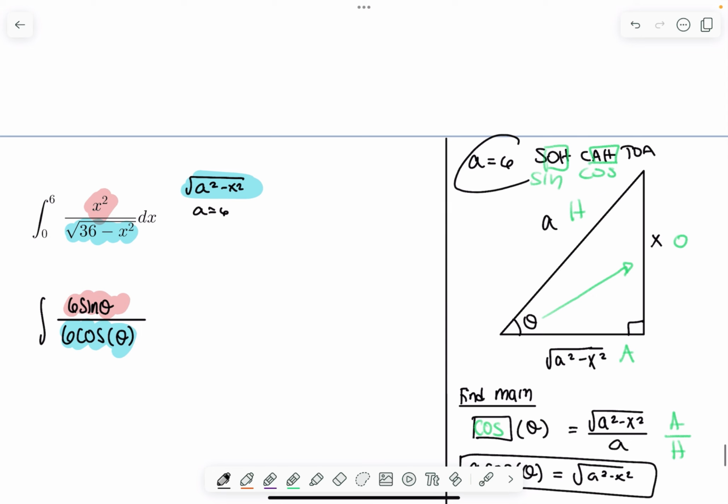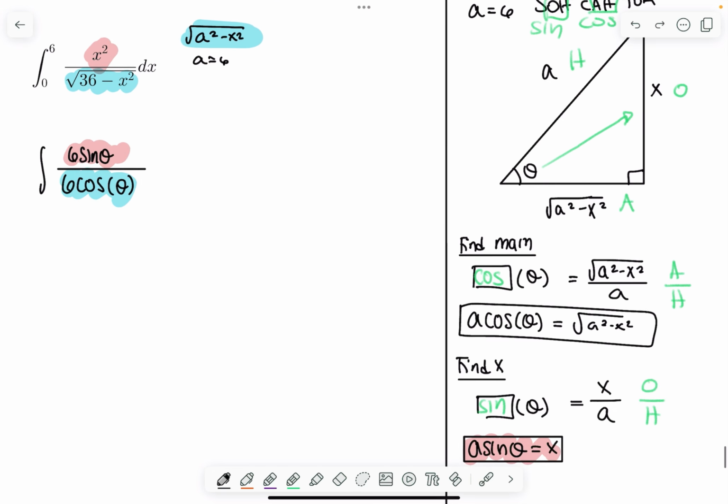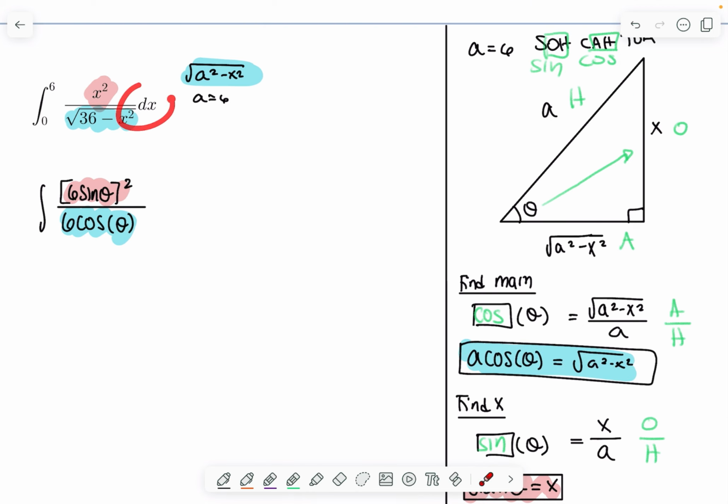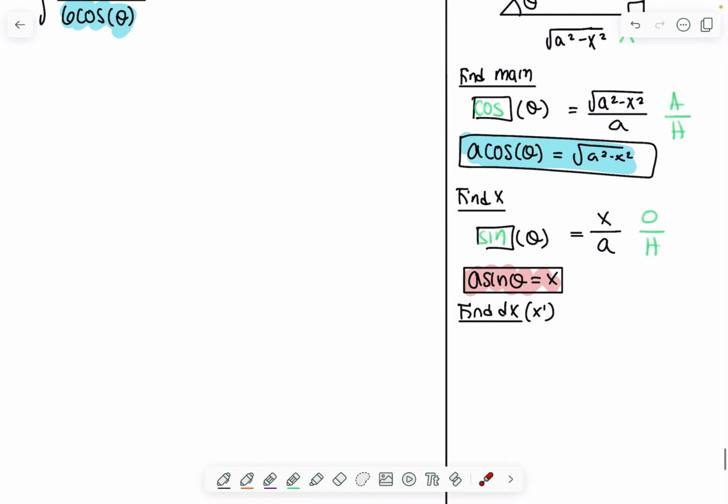Keep in mind, a is equal to 6. I'm just plugging in 6, and do not forget that it is squared. Then we want to put dx in terms of theta. To put dx in terms of theta, just remember that's really just x prime. So we take x, which is a sine of theta. X prime is just going to be a cosine of theta, times d theta, because we took the derivative, and x prime, again, remember, is just dx.